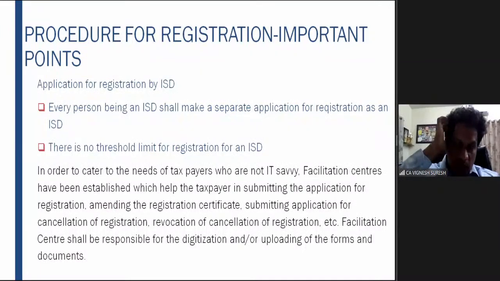So in this particular situation also, a separate application for registration has to be made. Again, for registration as an input service distributor, there is no threshold limit. Irrespective of any threshold limit, you have to apply for registration as an input service distributor.